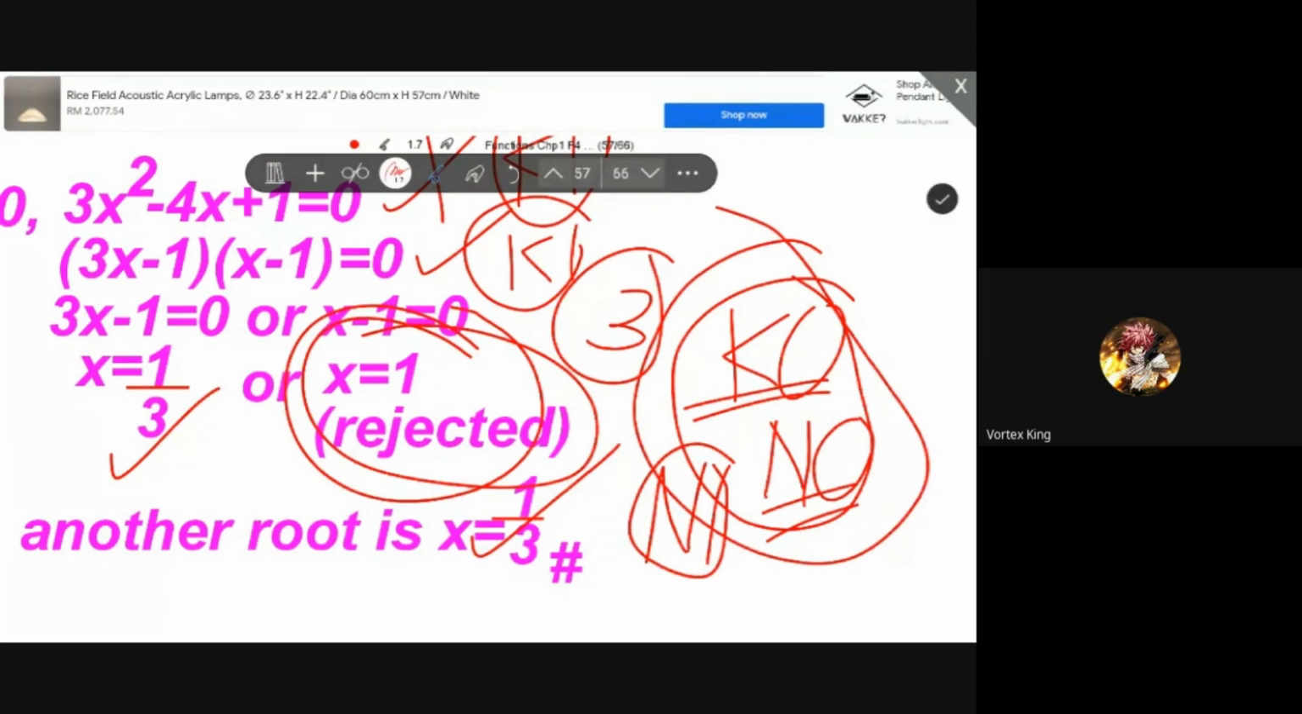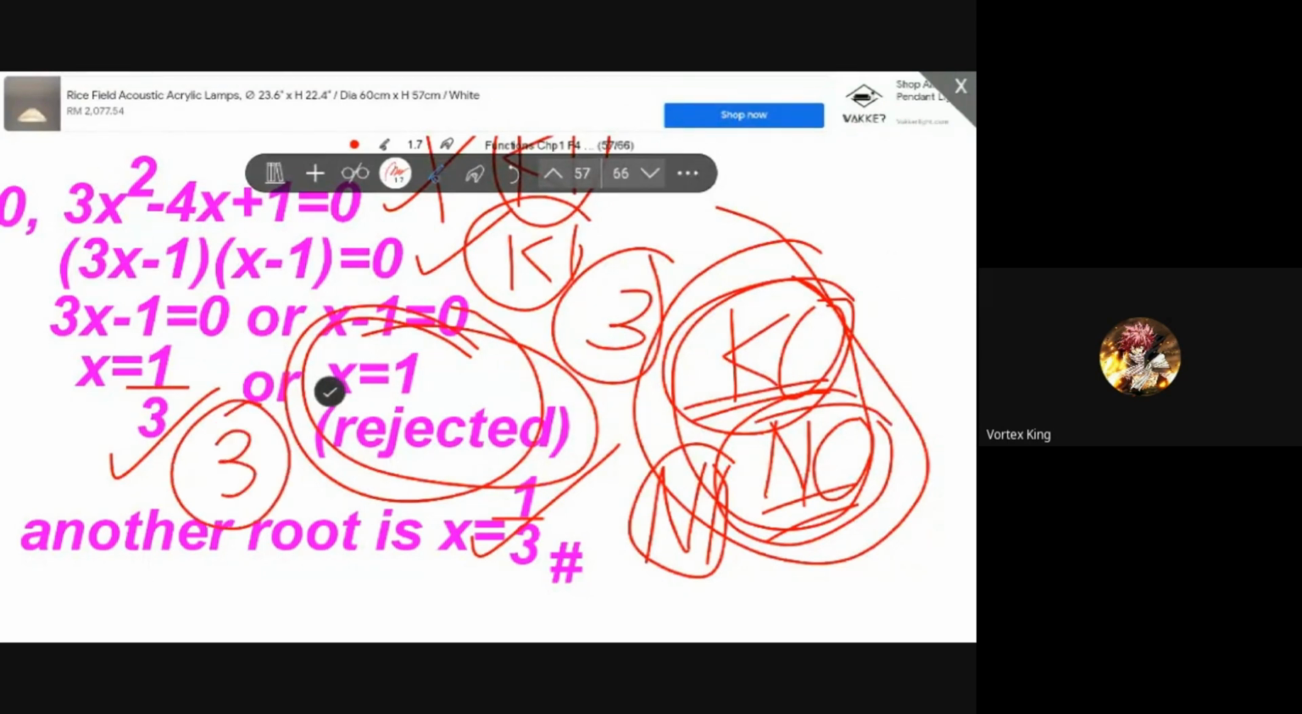If you get the correct answer but no working, it's not accepted also. So this one you have to be careful. Make sure you show all your working, tunjuk saja jalan kira. Sebab kalau jawapan kamu salah, if your final answer is wrong, but you have your correct working, kamu masih dapat markah tau. You won't get full marks, but at least, let's say, out of 3.